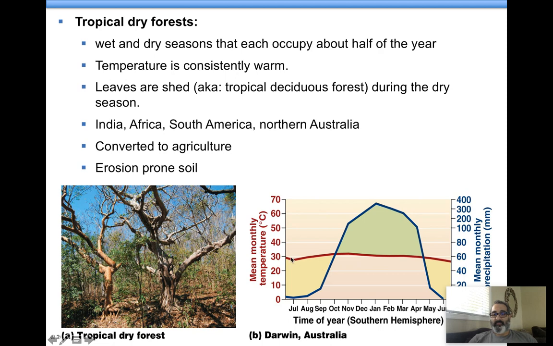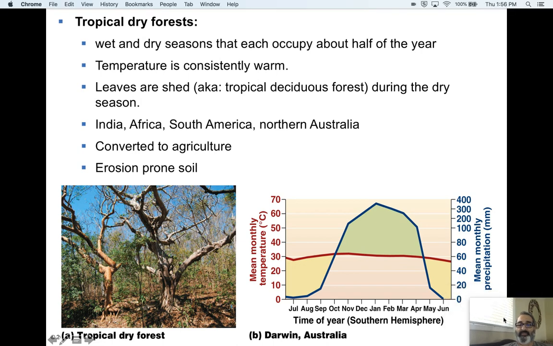Okay, different types of trees, deciduous forests in some seasons. Look at this situation. It's warm. Okay, temperature's warm. But look at the mean monthly precipitation. It's very little, almost none, and then it jumps, has a rain season, and it comes back down. Okay, tropical dry forest.